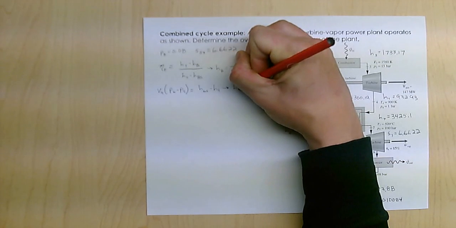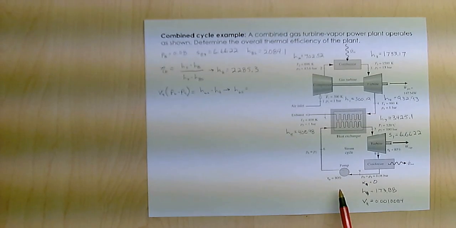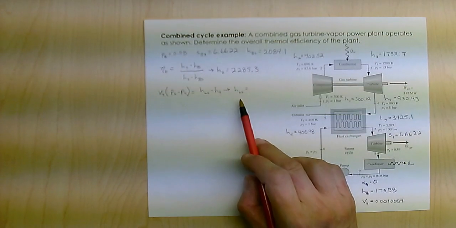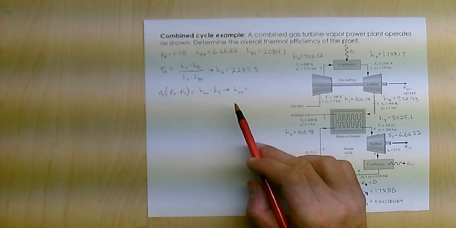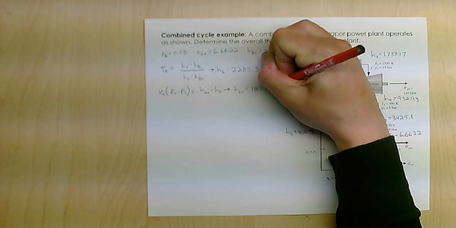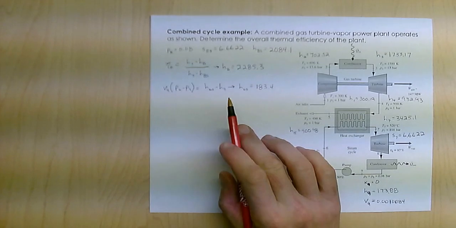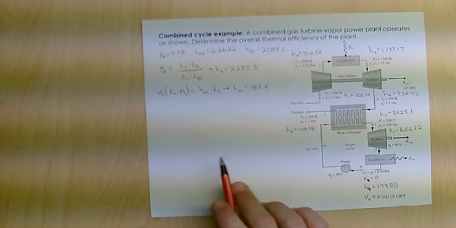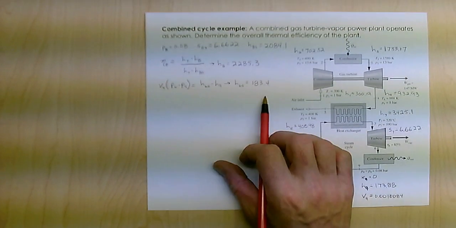And again, I have to find the ideal case and then use the fact that it's 80% efficient to find the actual. So H6S then becomes 183.4 because I know everything here. I know my pressures and volume. I know H9, looked that up. Okay, so I can find H6S.